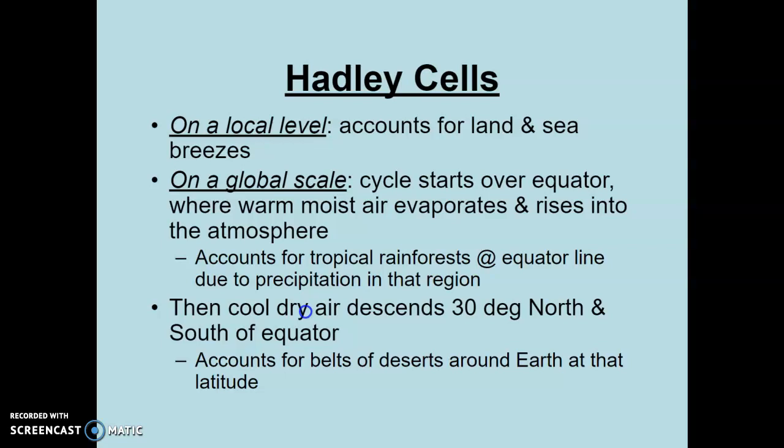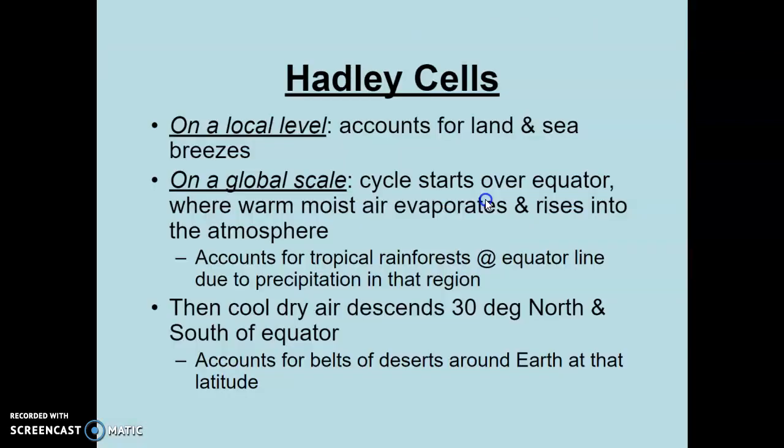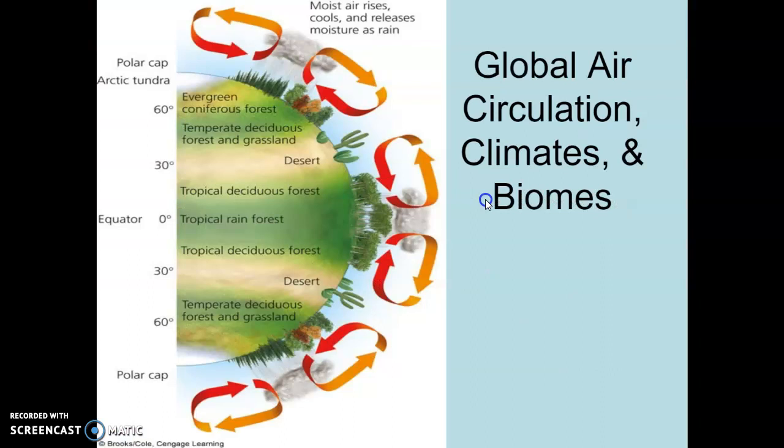Okay, so Hadley cells, here's a little bit more information about them. They're one of the major reasons why we have tropical rainforests. And this is also why we have deserts at around 30 degrees north and south. At 30 degrees north and south, where that air sinks back down, we have this little gap here, and that creates deserts. Yeah, cool, huh?